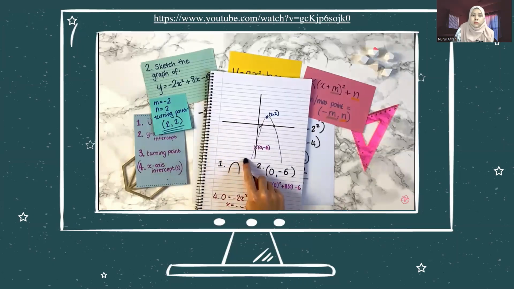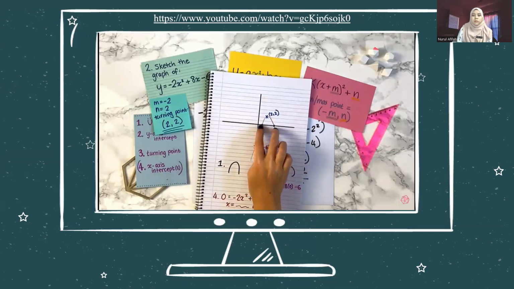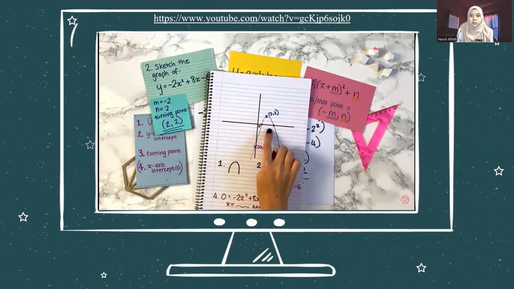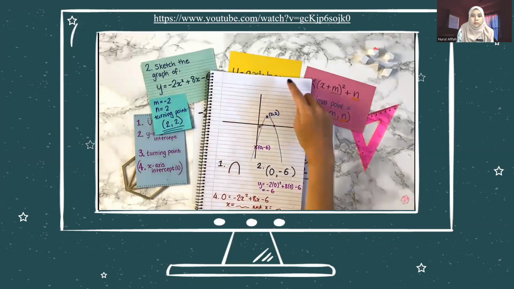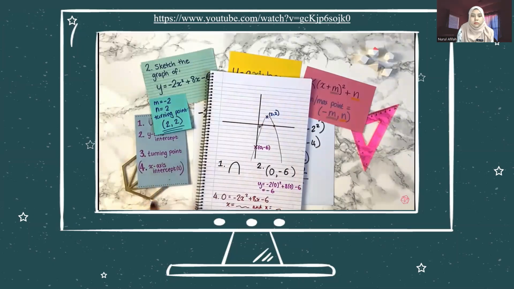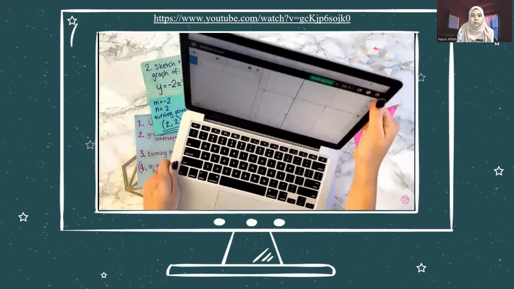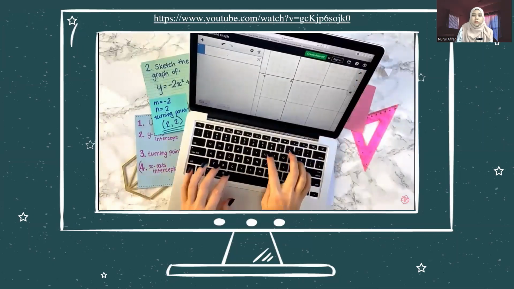So there are 3 different cases. Sometimes your graph will have 2 points where it crosses the x-axis, like here. It might just have 1 point of crossing the x-axis, or it might not cross it at all. So sometimes this 4th step you don't need at all. Okay, but anyway, we've sketched our graph. Let's check it on Desmos. So I'll put in the graph equation here.